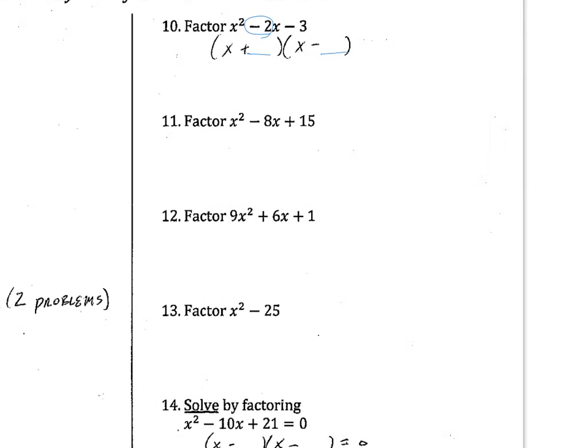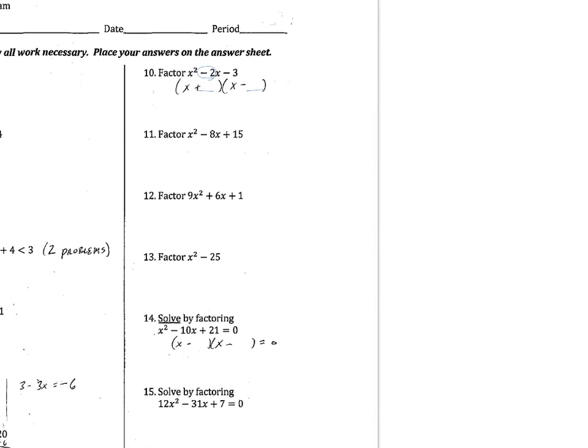Okay, now if you wanted to use the box, let me just remind you of how to do that. So here's my box. First box, first term, so that's x squared. Last box, last term, that's 15. Now you got to make your ACB chart.